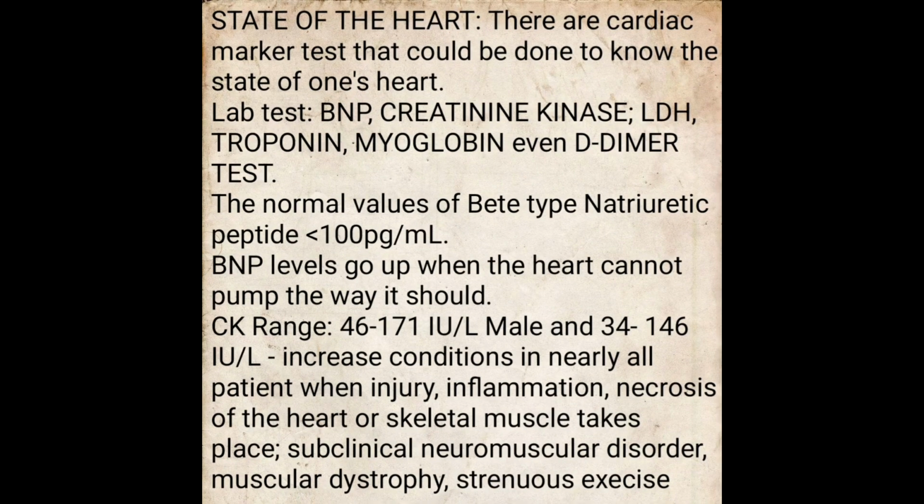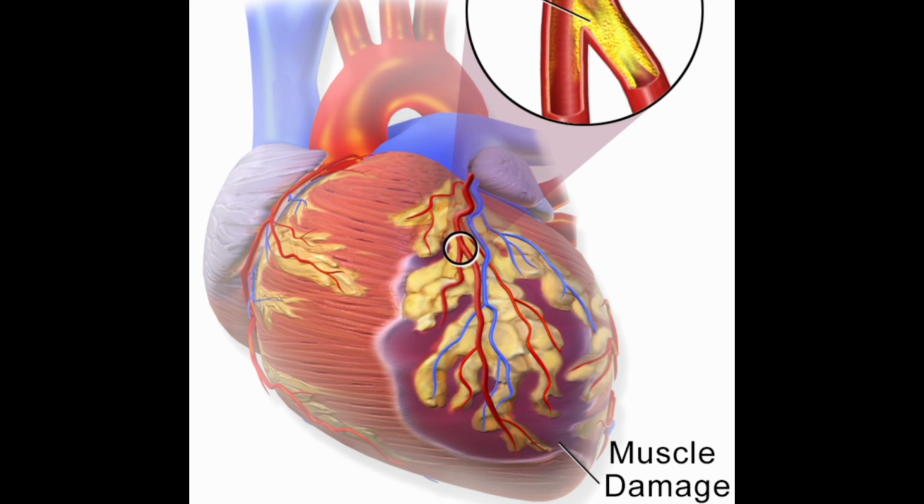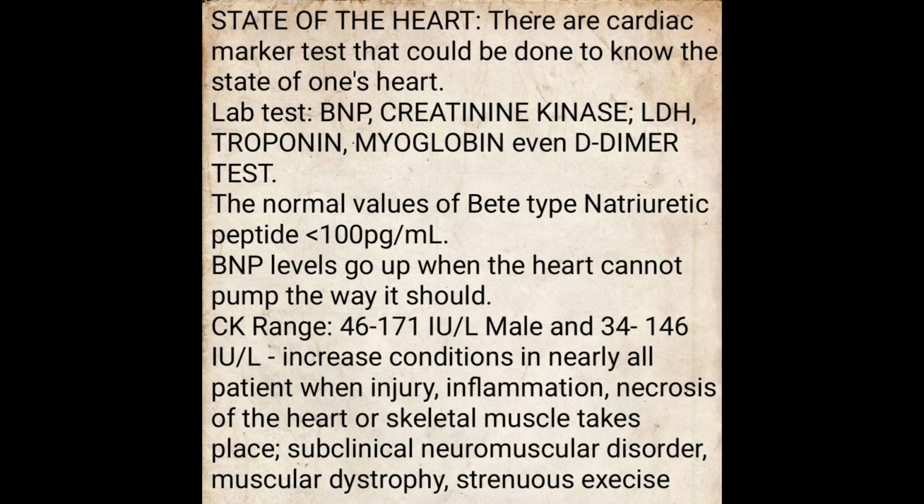Yes, the state of the heart should have been number 1. But regardless, there are cardiac marker tests that could be done to know the state of one's heart. The lab tests you do are BNP, CK, creatine kinase, LDH, troponin, myoglobin, even the D-dimer test, where you want to check for pulmonary embolism. It's also a problem that could affect the electrical activity, the ventricular fibrillation.